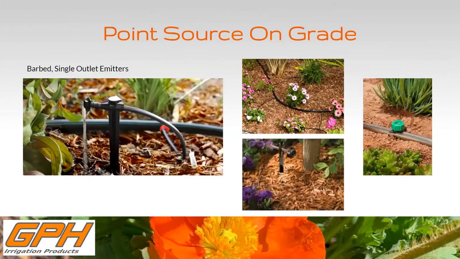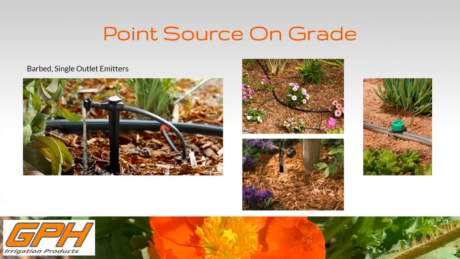I'm going to give you some examples of point source on grade. I feel like most of you have seen this. This is probably one of the easier ways to install drip. What you have here is the supply tubing, the actual emitter, the spaghetti tubing, a stake holding it up, and what they call a bug cap. This is just a diffuser cap or bug cap to keep any contamination out.